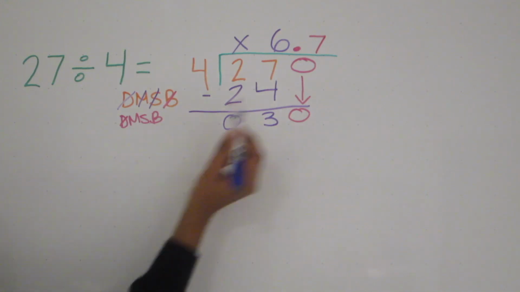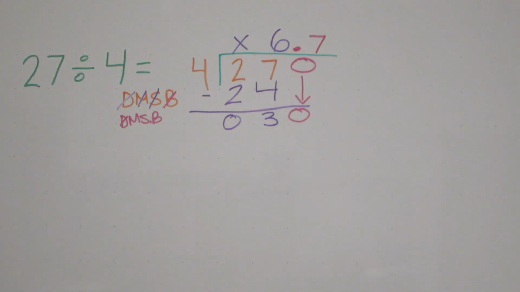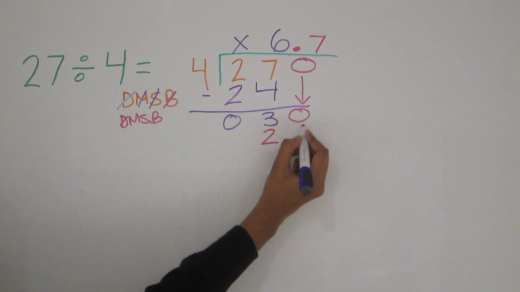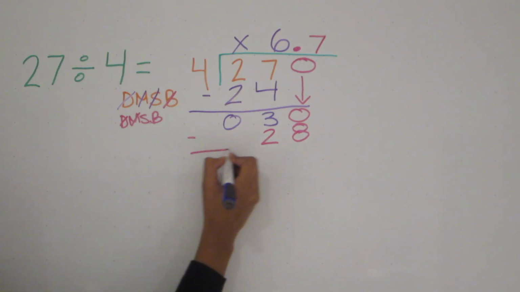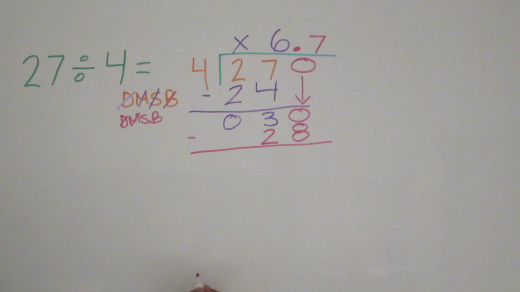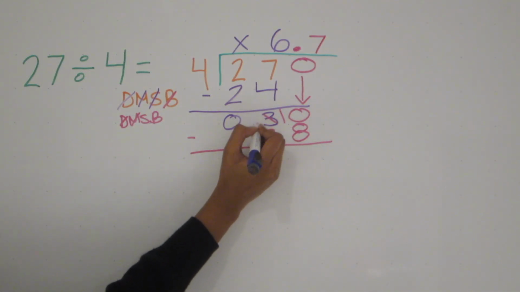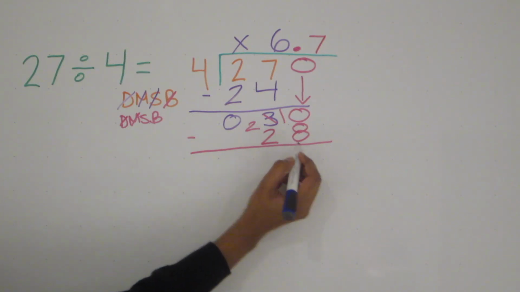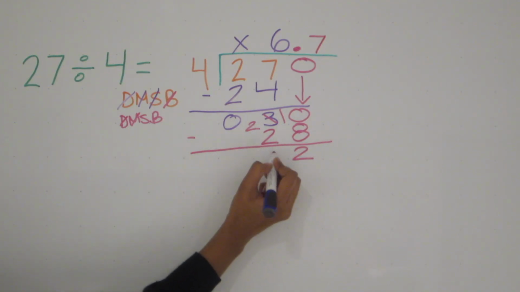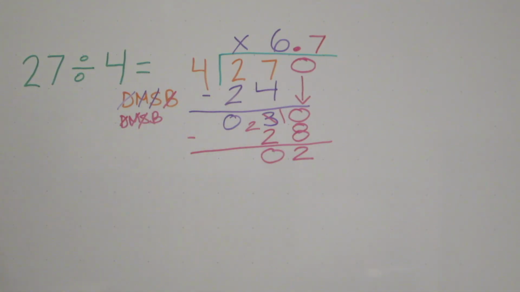Next is multiplication. 7 times 4 is 28. Next is subtraction. We're going to have to borrow here, so the 3 becomes a 2. 10 subtract 8 is 2. 2 subtract 2 is 0. So now we have 2. So we have to keep going. We have nothing to bring down.